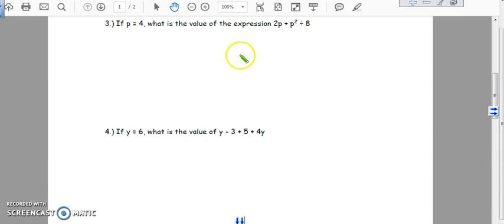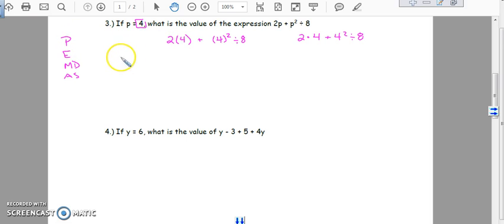If p equals 4, what is the value of the expression? Again, we're going to substitute this 4 in anywhere we see p. So 2 times 4 plus 4 squared divided by 8. You can also write it as 2 times 4 plus 4 squared divided by 8. Years coming, you're going to need to use parentheses, so that's why I use the parentheses so you're used to seeing it. Please excuse my dear Aunt Sally.